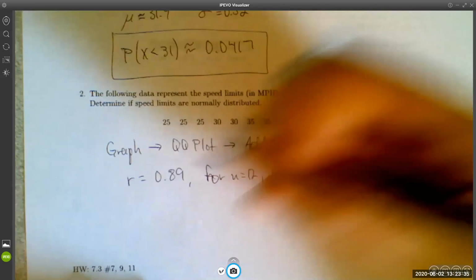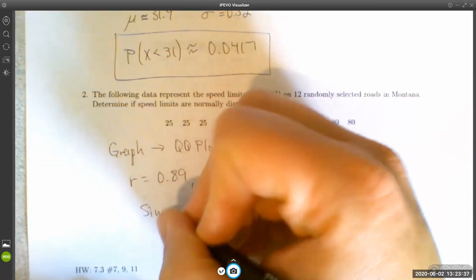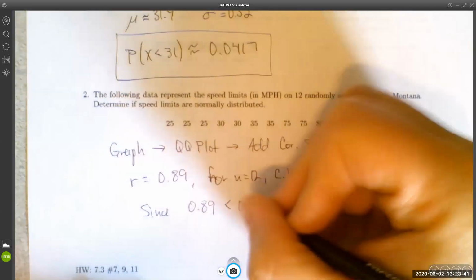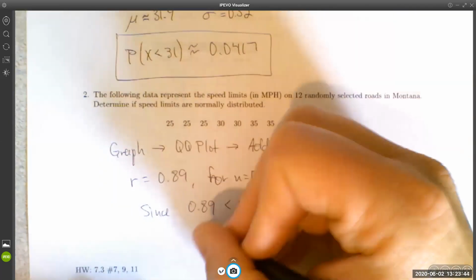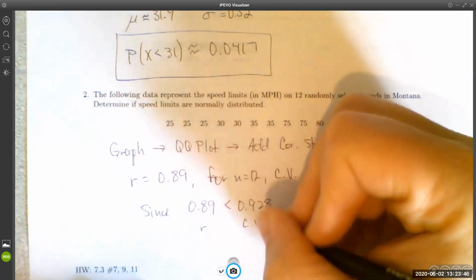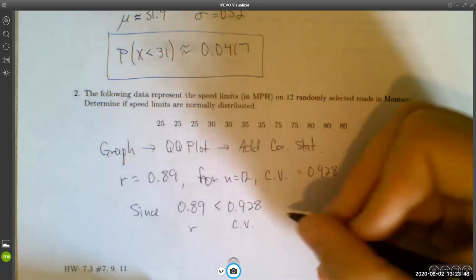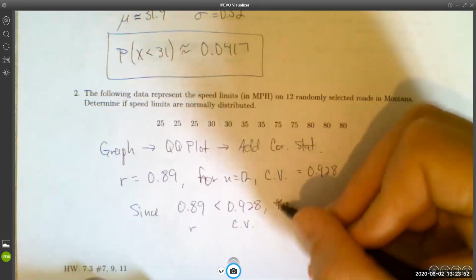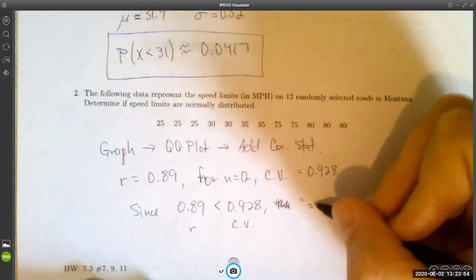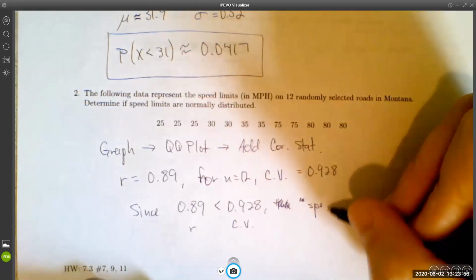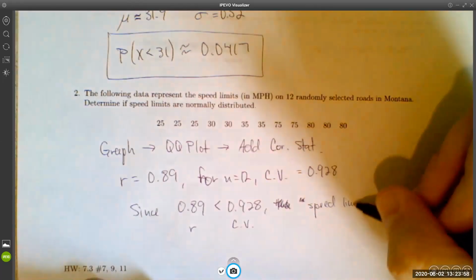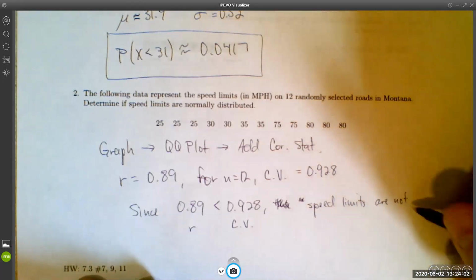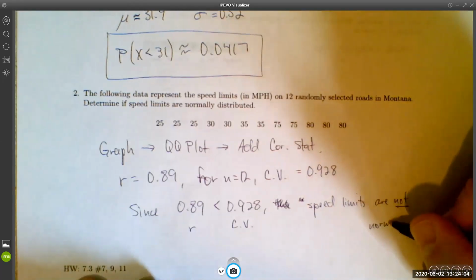So we would say, since 0.89 is less than 0.928, so this is our r value, this is our critical value, the variable, or we could just say speed limits, are not normally distributed.